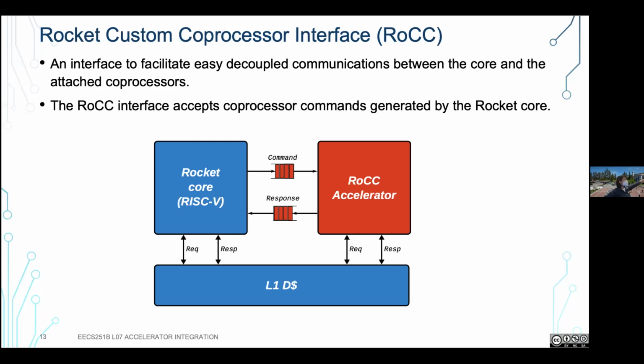It is a command and response interface. It can also directly access the L1 D-cache. So it's really like a functional unit, but not part of the pipeline, with easy access to both the instruction pipeline and the D-cache, so that it benefits from the fast latency of the L1 cache. So this is great.